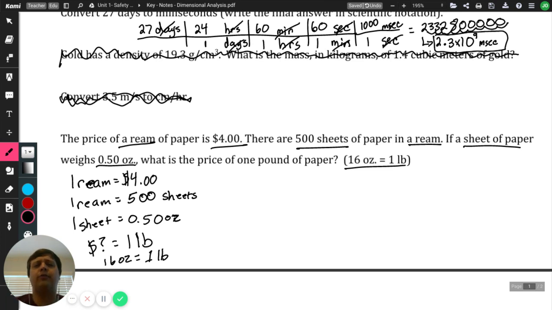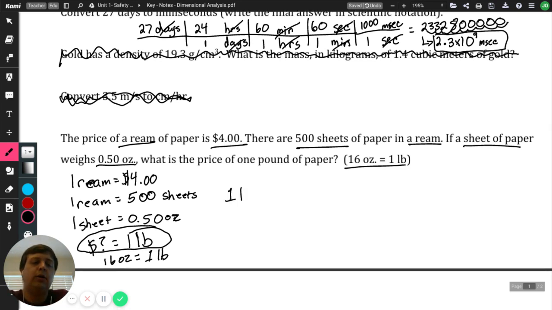So I've got all this stuff. So how do I know where to start? What is my known? What is the thing that I'm going to start my dimensional analysis with? Well, what you need to start with is the thing that has your known and unknown attached to one another. Because really, my question is, what is the price of 1 pound? So I start with 1 pound and I end with my price. So let's do that. We start with 1 pound, 1 lb.